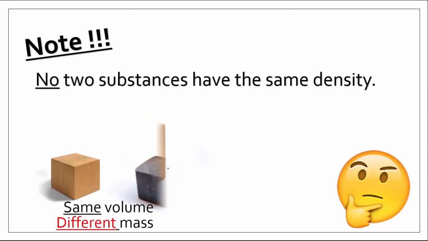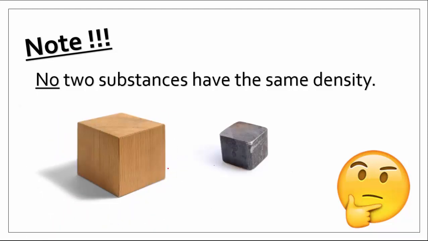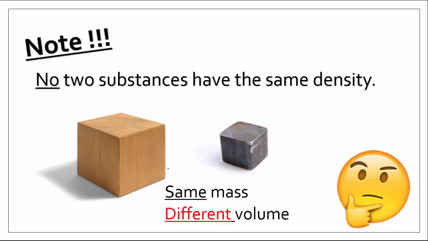Okay, I will take a larger piece of wood, so now they have the same mass. Okay, no problem, they have the same mass now, but they have different volume. So never, never, never do you have two substances with the same volume and mass at the same time, which means they never have the same density.